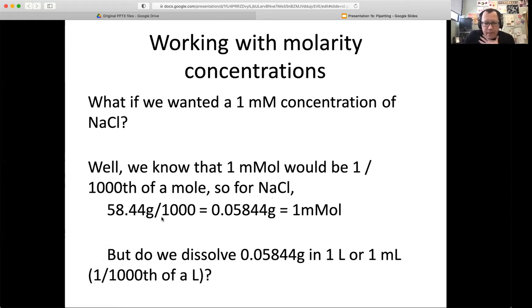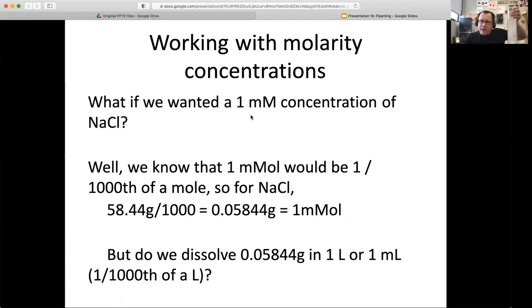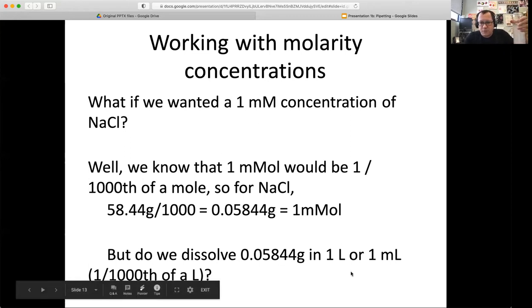So for sodium chloride, we just take that 58.44 grams and divide it by 1,000. So 0.05844 grams would be 1 millimole of sodium chloride. But do we dissolve that 0.05844 grams in 1 liter or 1 milliliter? Think about that for a second. We want 1 millimolar, and again, we can go back to a liter. If this is 1 molar, how would we get 1 millimolar? Do we divide both sides by 1,000, or do we just divide one side by 1,000?